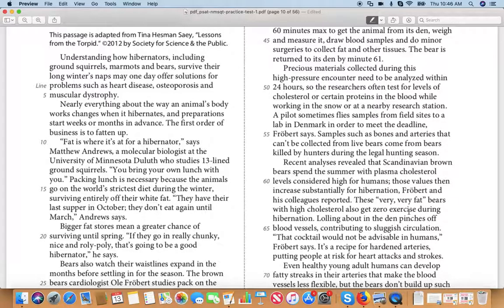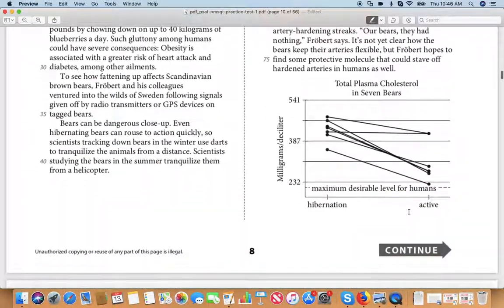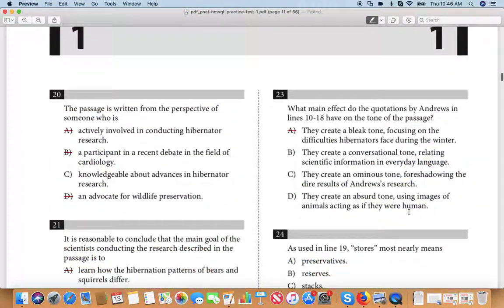Yes, I think so. Absolutely. Because Andrew says like you bring your own lunch with you. He's talking about them packing on the fat during hibernation or before hibernation. So absolutely, B looks good.